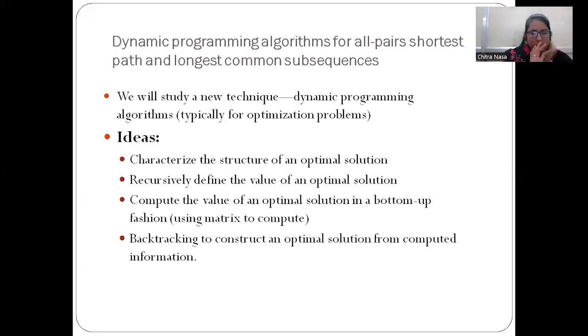We have already seen how to characterize the structure and how to recursively define it, because in DP each and every problem has a recursive formula, as we have seen. Then we compute the value for the lower substructure, and then compute it recursively for the higher order, so that we can get the final optimal solution. So let's see.